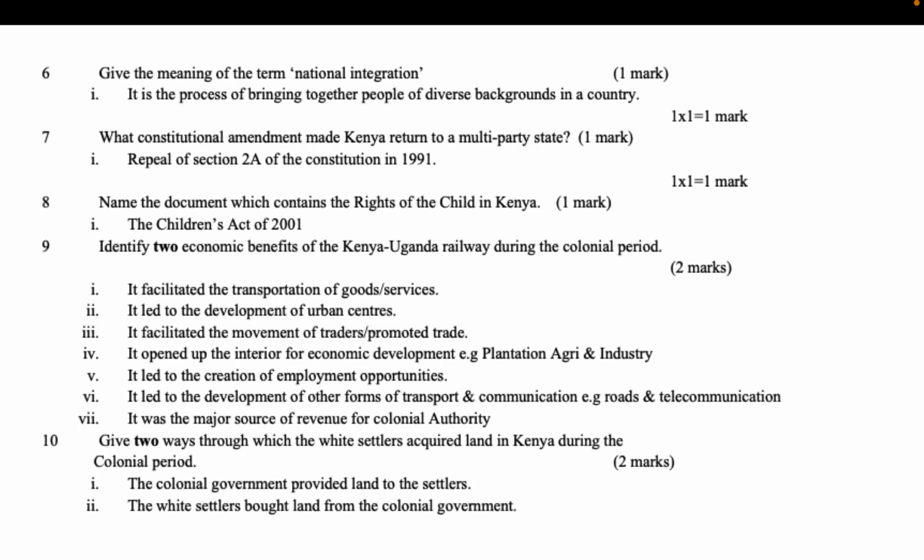6. Give the meaning of the term national integration. 1 mark. It is the process of bringing together people of diverse backgrounds in a country. 1x1 equals 1 mark.